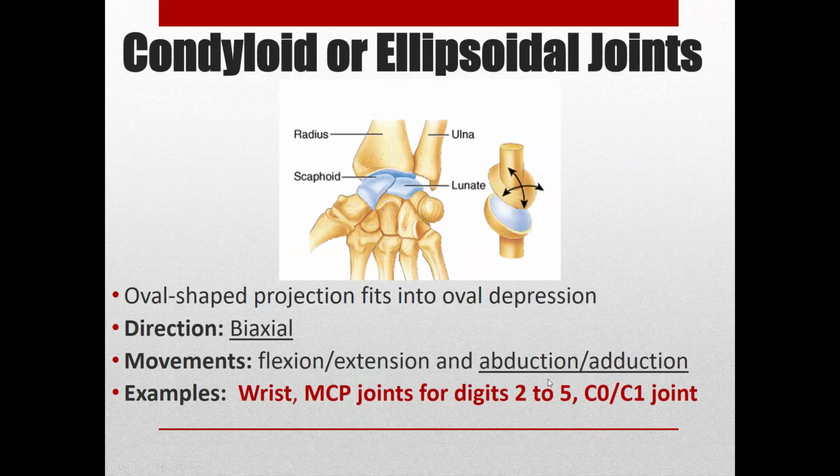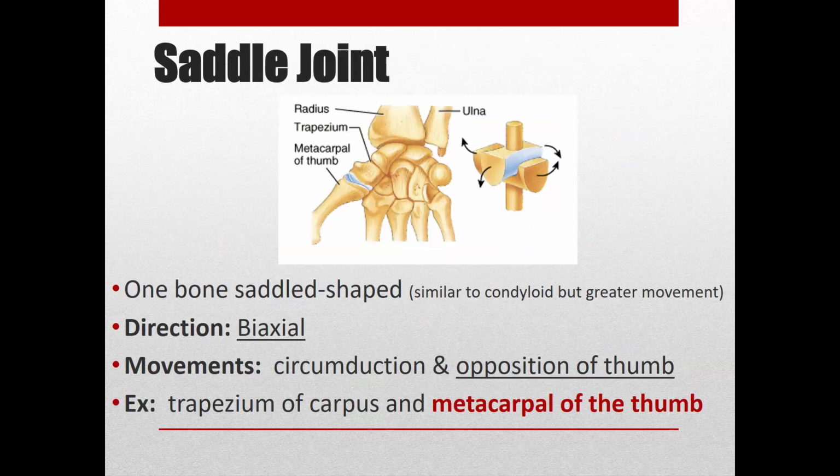The condyloid joints will have condyles, like the knuckles, rounded edges of the bone. It's a condyle. So the joints for digits 2 through 5 are called MCP joints. And then your occipital joint right there. So you're probably going to need to come back to this one. Saddle joint is specifically for the thumb, the base of the thumb.